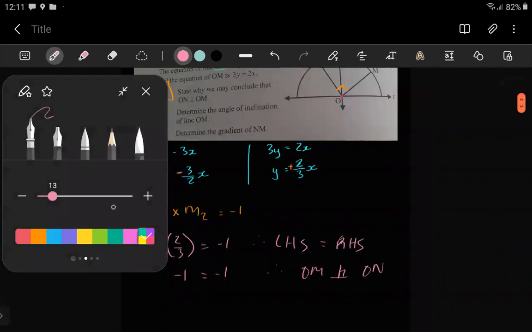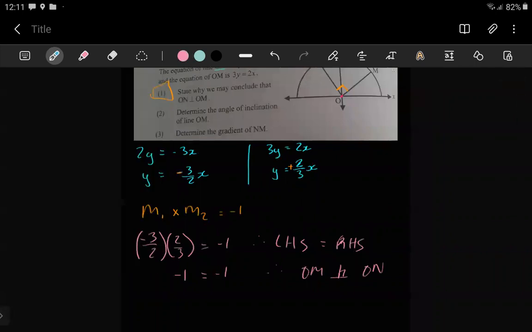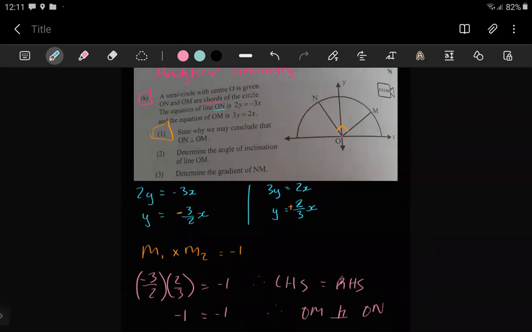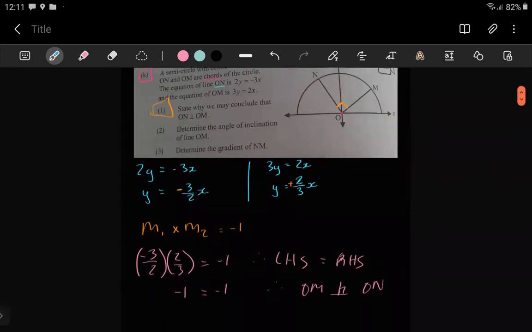Good marks, right? When you're concluding, instead of saying left-hand side equals right-hand side, or the other one at the bottom, is it okay to say gradient MON equals gradient MOM?